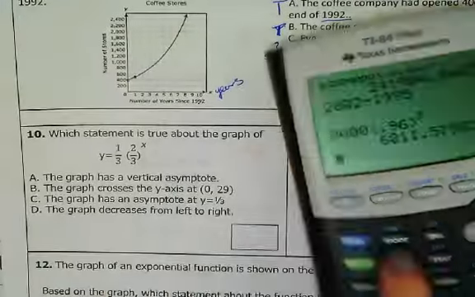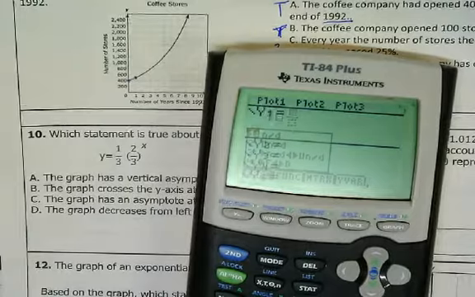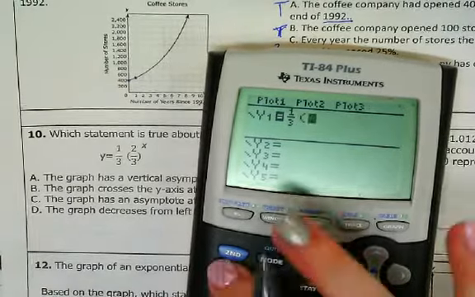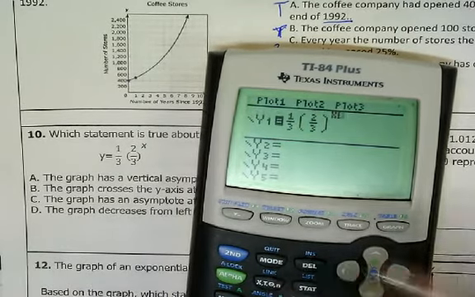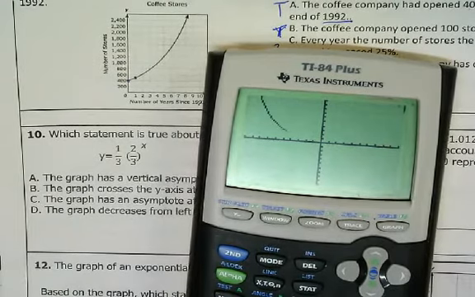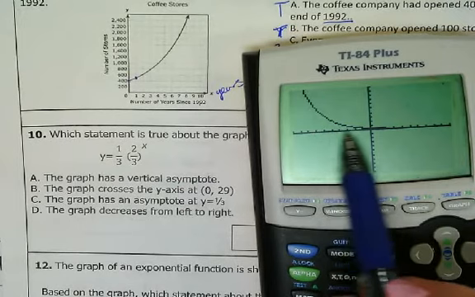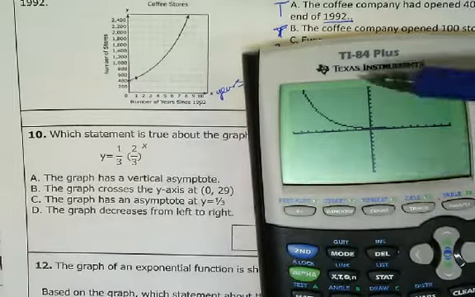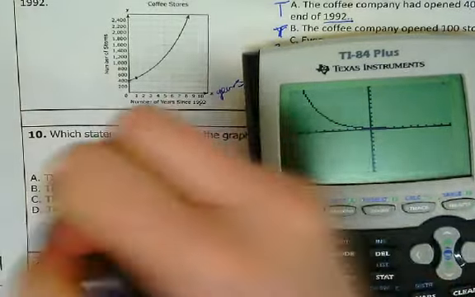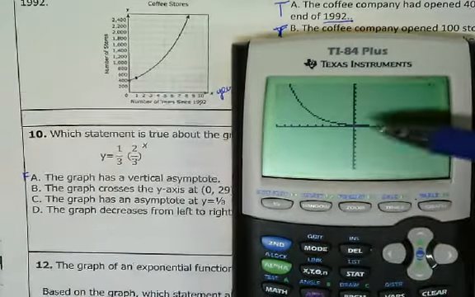10. It's talking about a graph, so why don't we graph this? Put it in your y equals. So you have 1/3 times 2/3, and then the x goes on the outside. Let's look at the graph. So the first option talks about the asymptote. The asymptote is down here. That's the line that it's not going to cross, y equals 0. This says the graph has a vertical asymptote. That would be up and down. I have a horizontal asymptote. So this is false. The graph crosses the y-axis at 0.29.